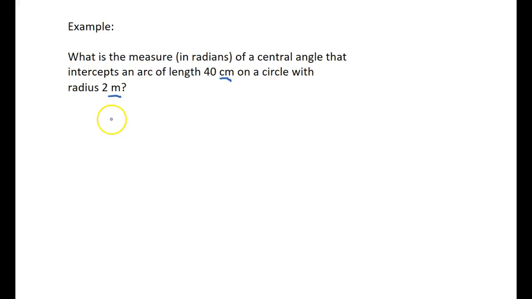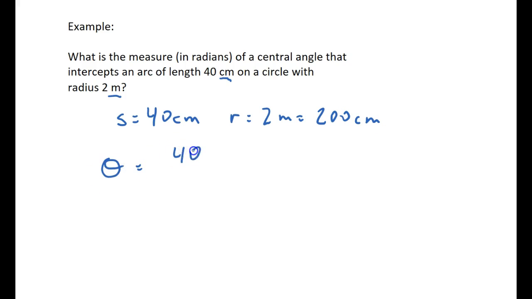Okay, so we have that our s is 40 centimeters. Our radius is 2 meters, which is 200 centimeters. So theta is going to be 40 over 200. You'll notice that my units cancel, so radians are dimensionless, okay? And I can reduce that to 1/5 radians.